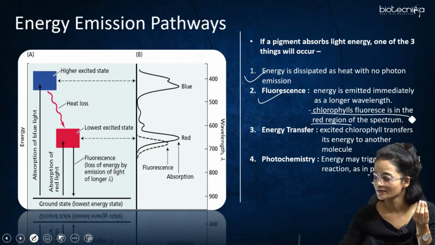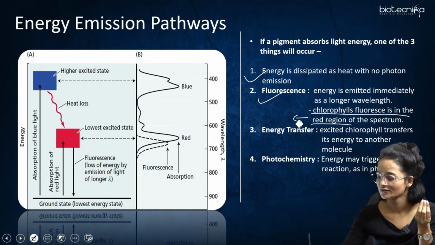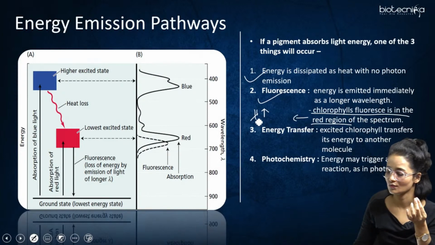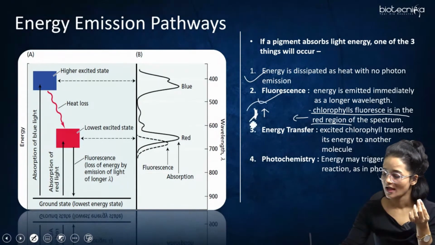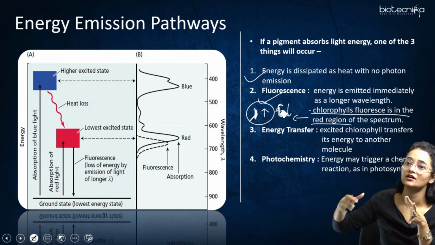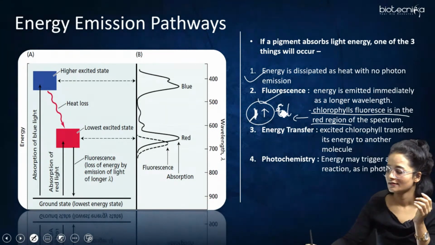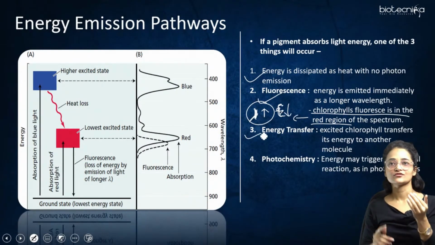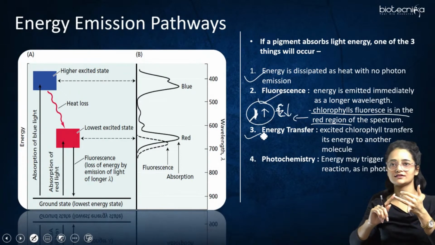So in the red region, the wavelength is longer, and the energy for the red region is basically low, right? Energy is low because wavelength and energy have an inverse relation. So fluorescence is one of the ways, then there is the heat.